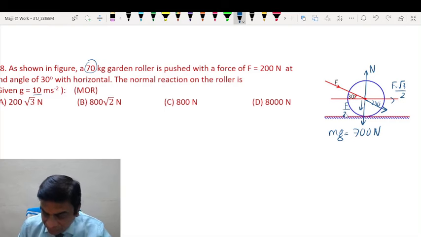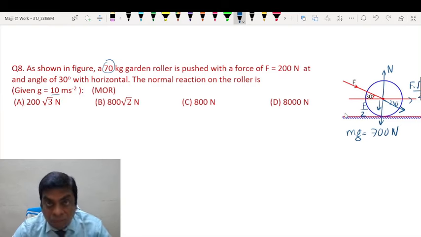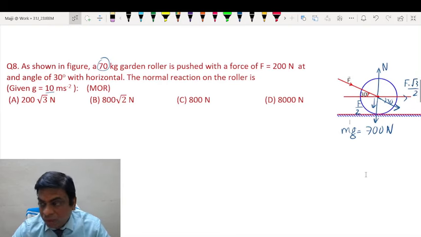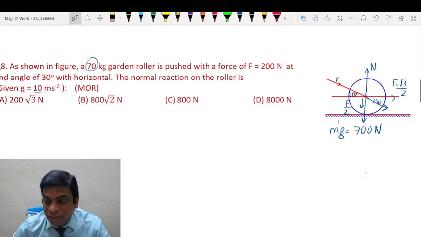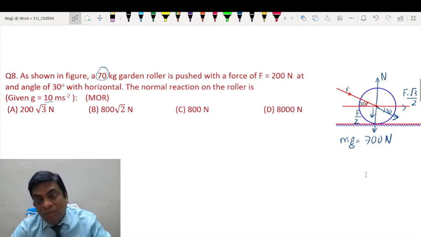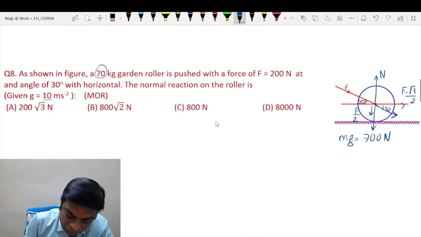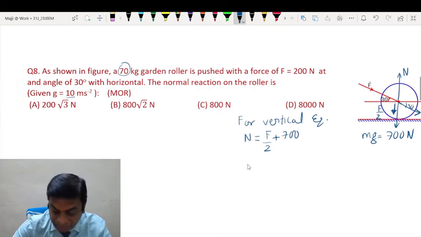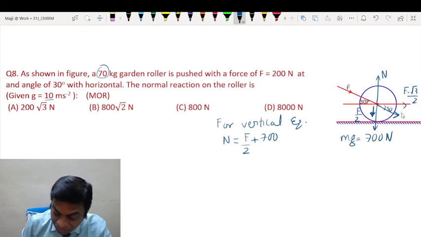Now we are least bothered whether the roller is moving or is at rest. We don't want to know that. But one thing is sure, that it has to be in vertical equilibrium. Vertically neither it is going up or down. So for vertical equilibrium, I can write the upward force N must be balanced by the downward force, that is the vertical component of the applied force plus the weight.